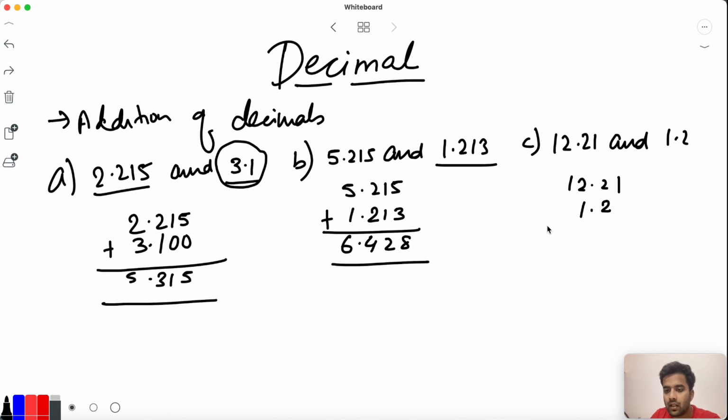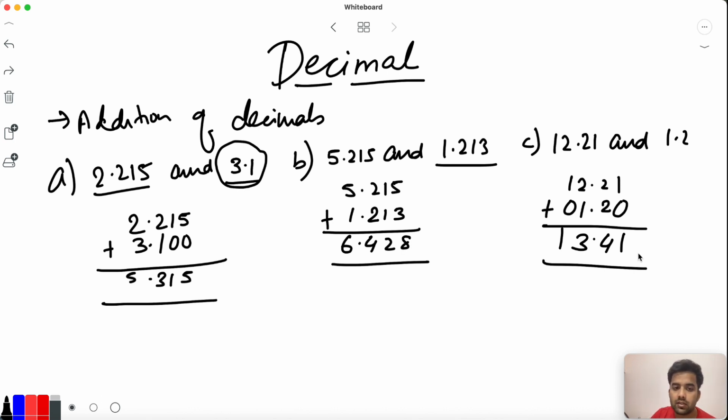Now we have to fill the space also, because no need to keep it vacant. So put 0 to keep it filled. Now 1 plus 0, 1. 2 plus 2, 4. Decimal. 2 plus 1, 3. 1 plus 0, 1. That's all. That is the answer. So I think you got the pattern of how to add two decimal numbers, correct?